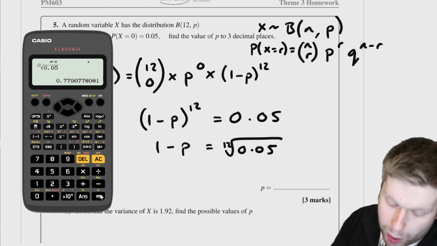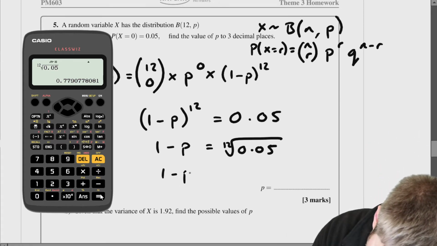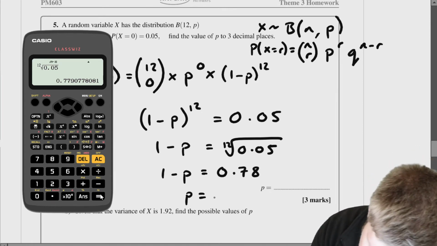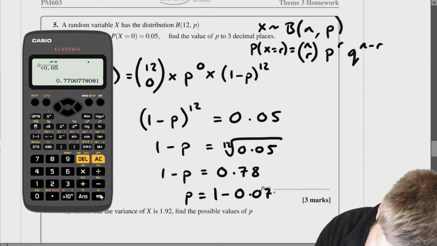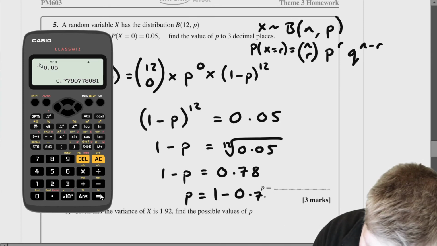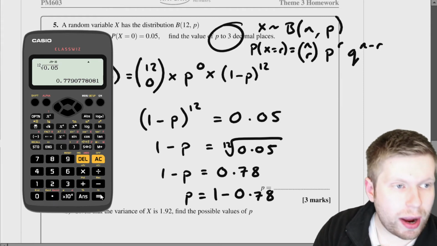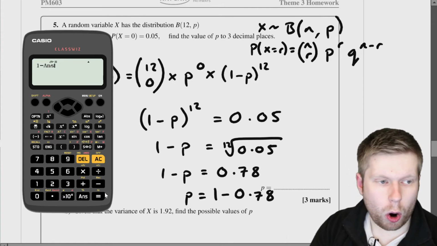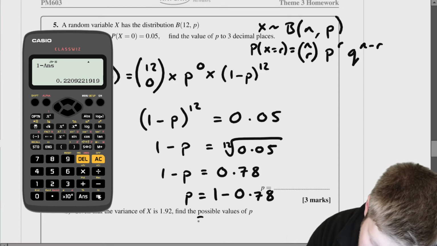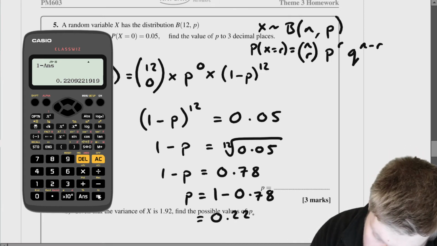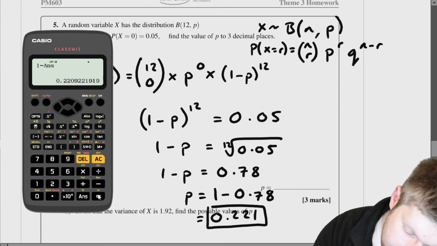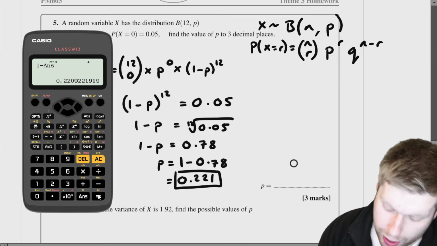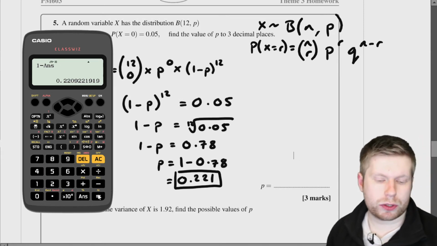Now just remember, that is 1 minus p. So 1 minus p is equal to, and I'll abbreviate here, 0.78. Therefore, to find p, I'm just going to have to do 1 minus this thing. I'm not actually going to type 1 minus 0.78 into my calculator because I want it correct to 3 decimal places. So I'm just going to do 1 minus answer on my calculator, and that gives me 0.221. So that is my value of p if the probability of getting no successes is 0.05. That would be the probability of success. It's about a 22% chance.